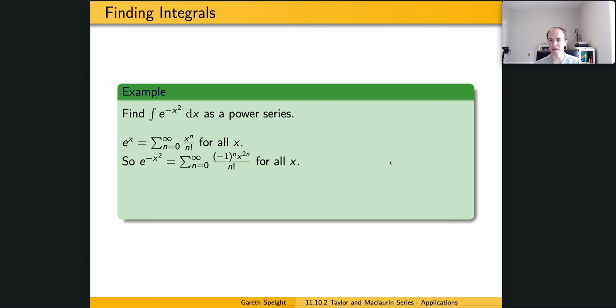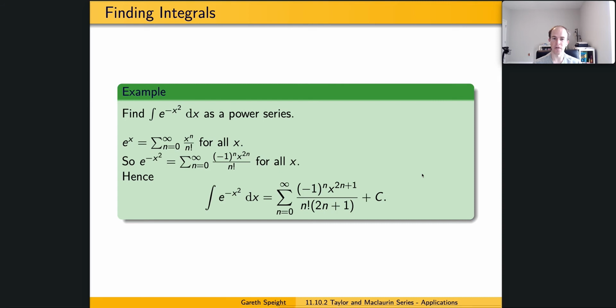And remember, we said that to integrate a power series, we can just integrate term by term. So the integral of e to the negative x squared is going to be the sum where we integrate term by term. We're integrating with respect to x. So the negative 1 to the n and the n factorial don't do anything. They're just constant multipliers. They just stay there. And we integrate the x to the 2n. We get x to the 2n plus 1 divided by 2n plus 1, just using the power rule. Okay, and then since it's an indefinite integral, we want to add on the plus c.